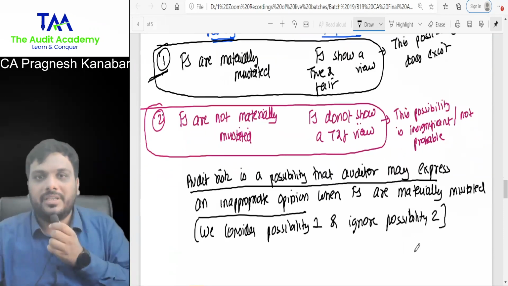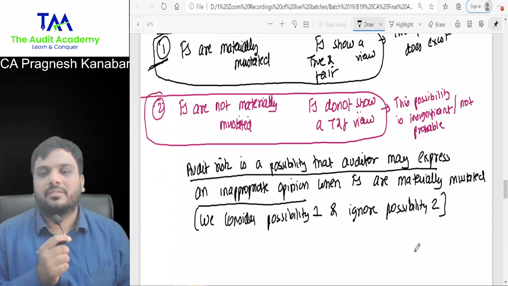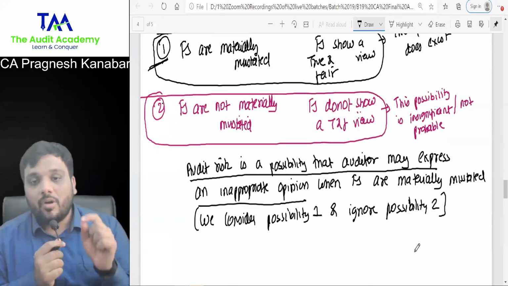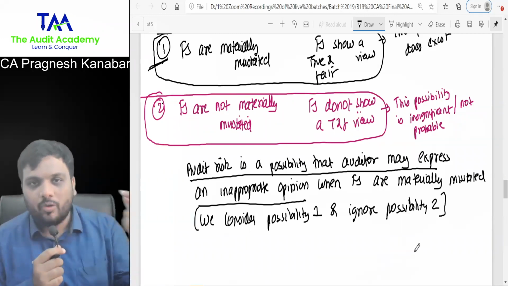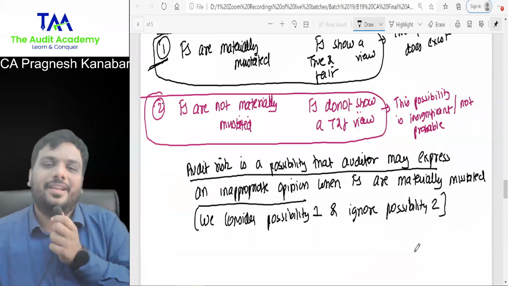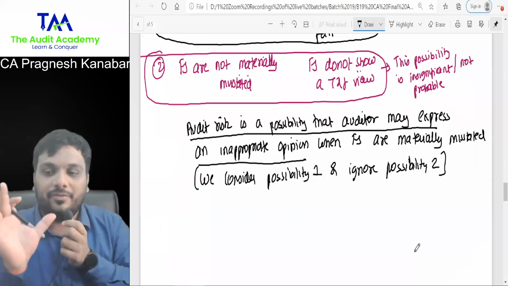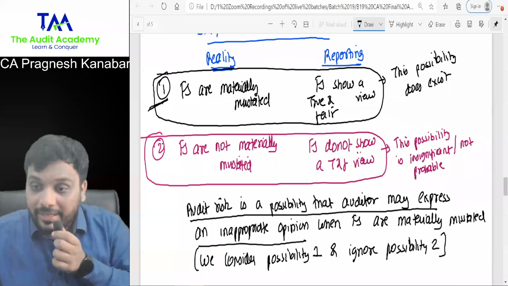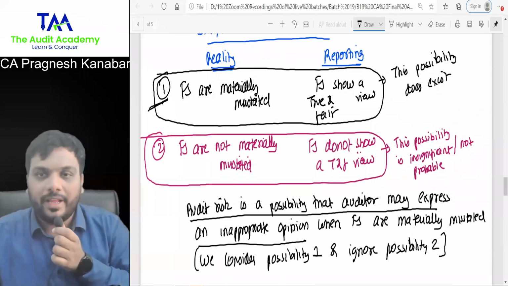I want a confirmation. Is everyone with me over here? Yes or no, sir? That audit risk is a possibility that auditor may express an inappropriate opinion when financial statements are materially misstated. Yes, this is the full definition. Yes, sir. You have to write this much. You first write this much, then I will go ahead. I have to draw one diagram also.